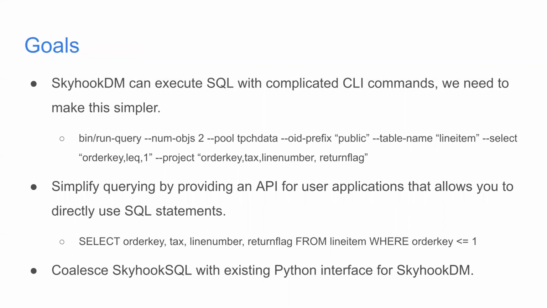The goals of this project are as follows. Skyhook is able to execute SQL queries. However, this is at the cost of the queries being complicated command line commands instead of actual SQL queries. This needs to be simplified. To do so, Skyhook should have an accessible way to input direct SQL queries. This is accomplished by providing an API for user applications that enables this functionality. Furthermore, Skyhook SQL needs to be coalesced with the existing Python interface for Skyhook.